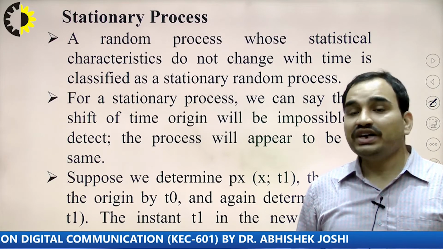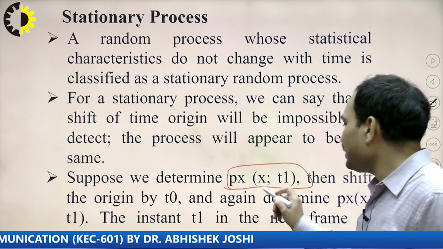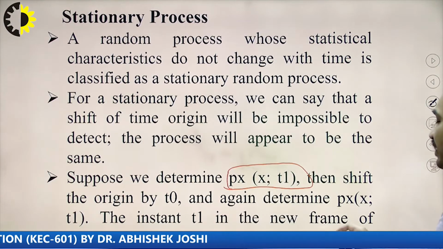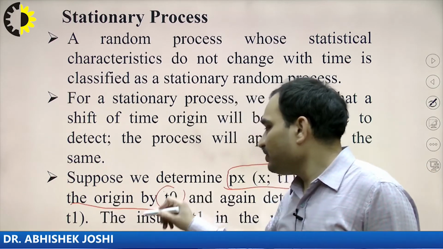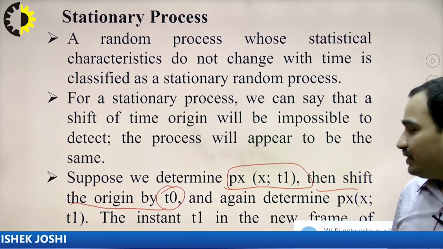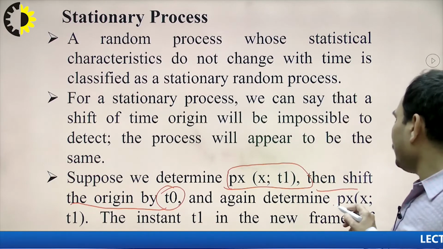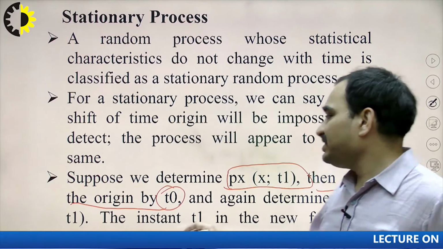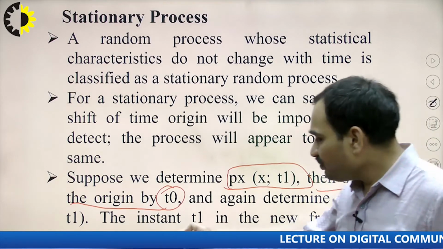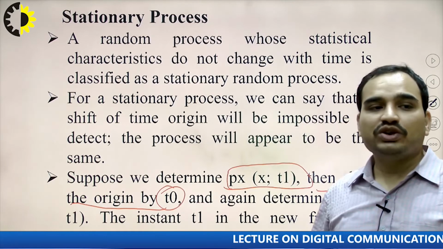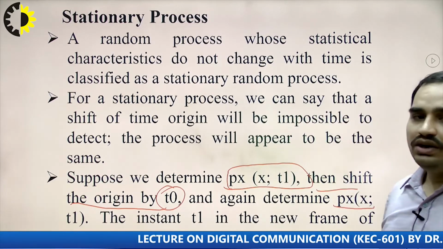So suppose we are taking this probability density function at a time instant x(t1), and then we are shifting the origin by t naught. So we are shifting this by t naught. Again, we determine the probability density function, that is p x(t1), the instant t1 in the new frame of reference, and the new frame will be t2, because of the shifting, t2 is nothing but t1 plus t naught in the old frame.